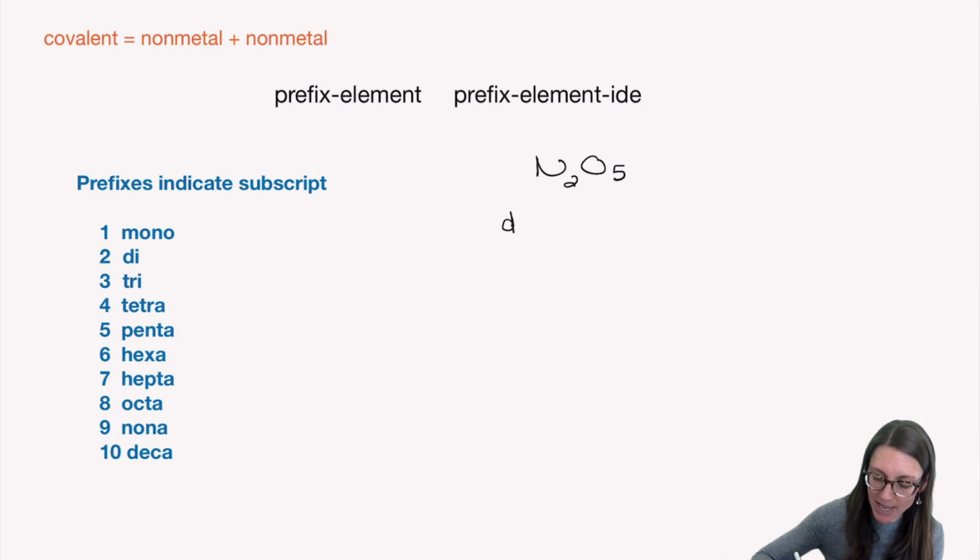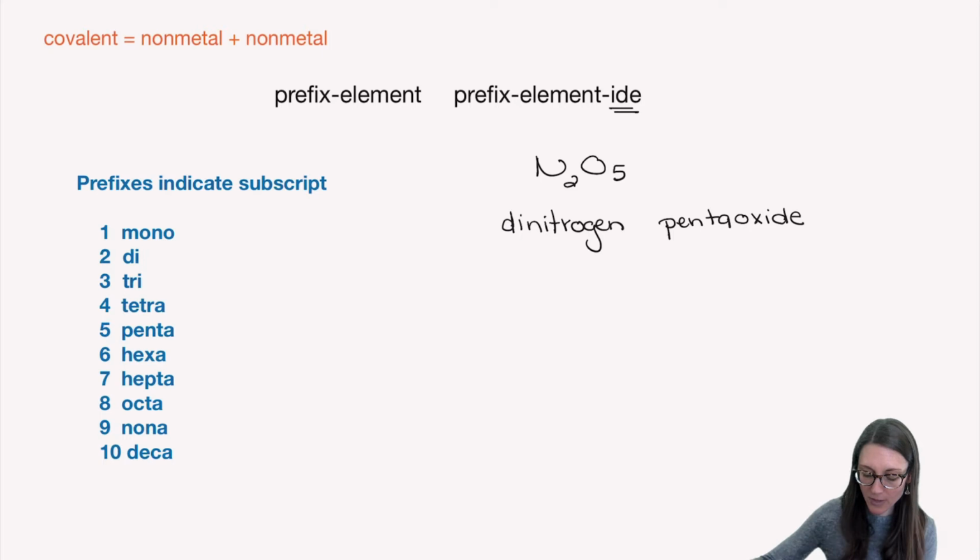So this is di-nitrogen. Don't change the end of the first element. And then 5, that's penta. And then oxygen, I do have the IDE ending. This becomes pentaoxide. So that's it. It's really pretty friendly to go back and forth. The only catch is with this prefix mono.